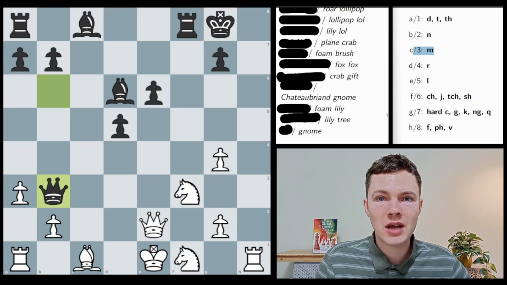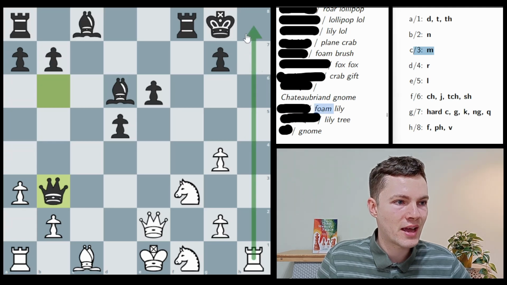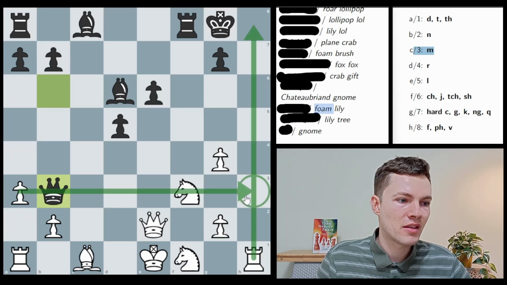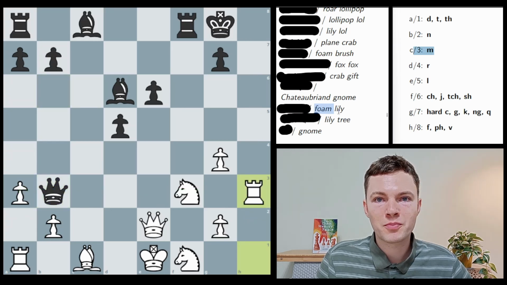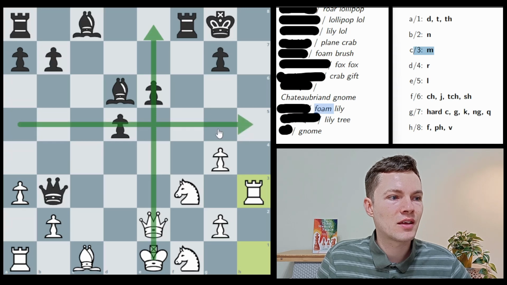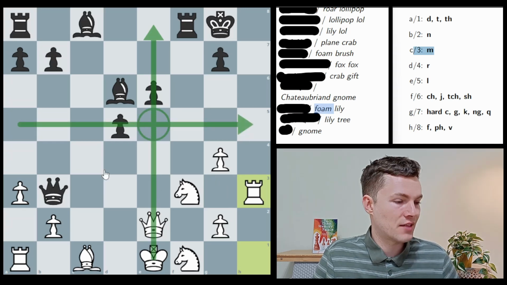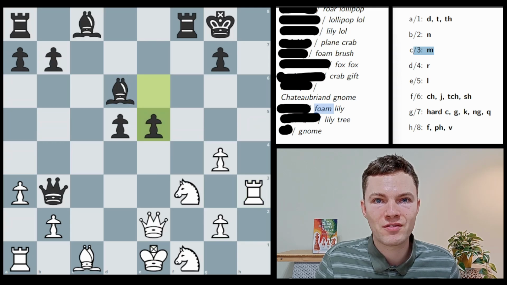Almost done now, only a couple of moves left. White played foam, so we should be familiar by now. And this is giving us the H3 square. Black responds lily, so repeated, gives us the E5 square with the second candidate piece. So that is the pawn, pawn to E5.